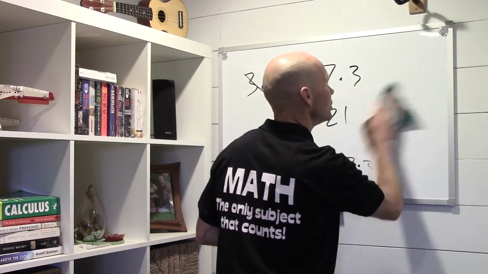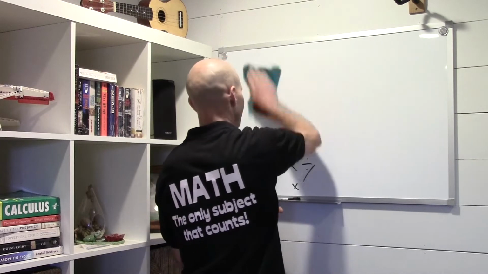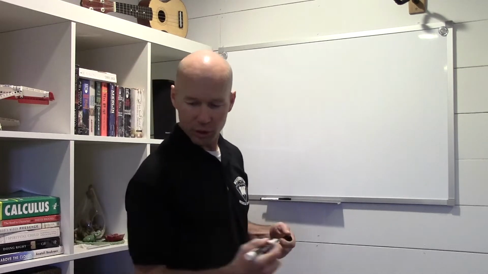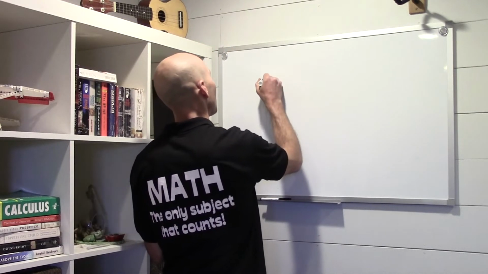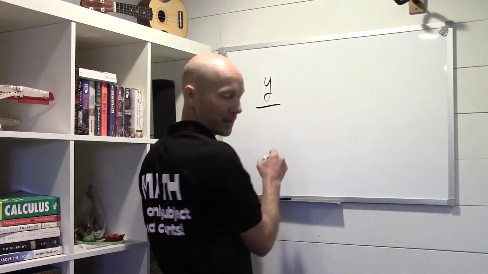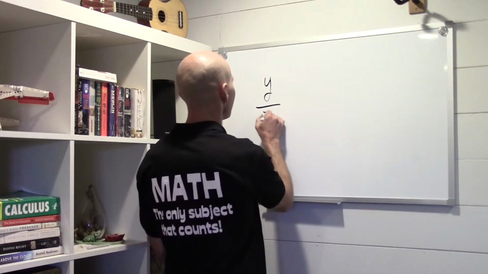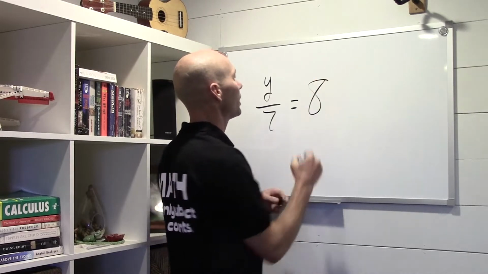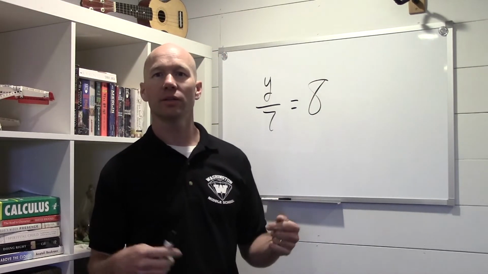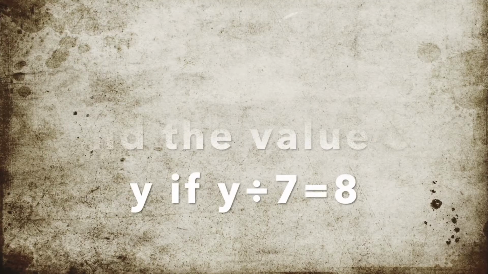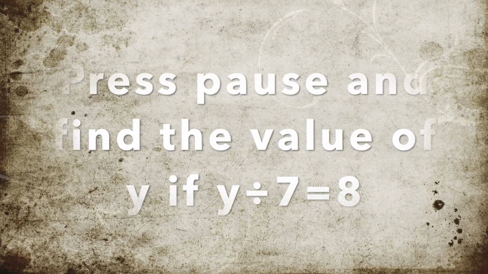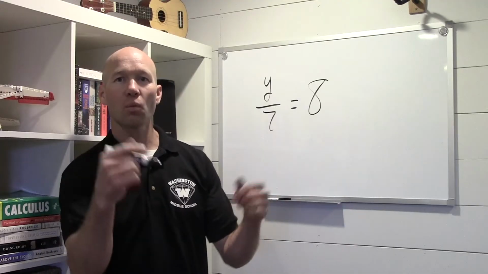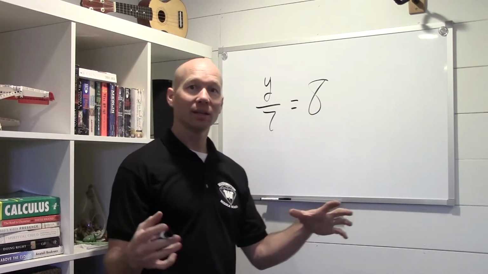Now, you're going to do the next one on your own. We're going to do y divided by 7 equals 8. Y divided by 7 equals 8. Go ahead and do this on your own.